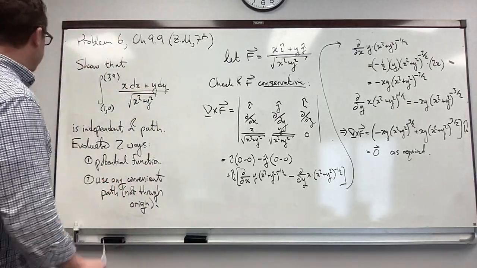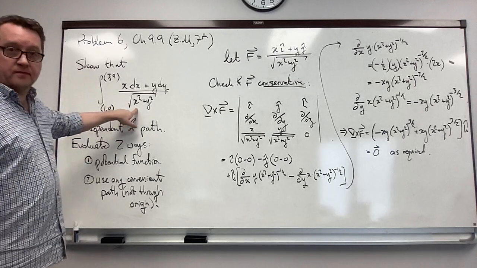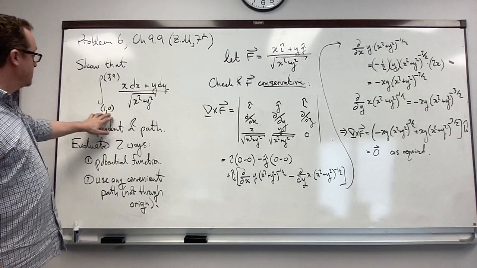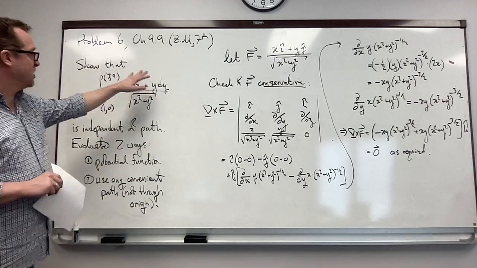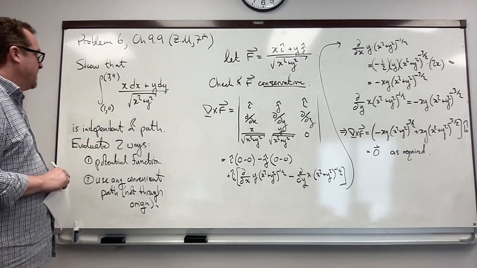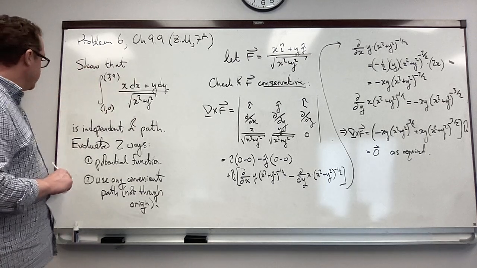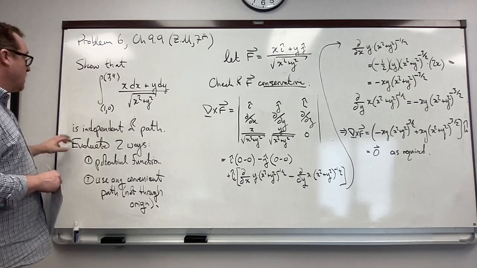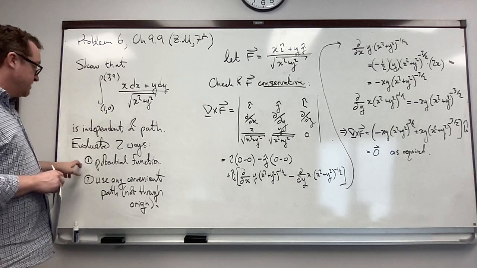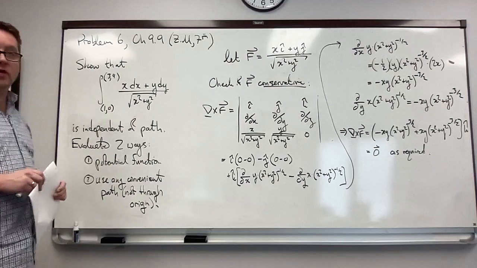The problem statement basically says show that this line integral from the point (1, 0) to (3, 4), so it's specific start and end points, of the function x dx plus y dy divided by x squared plus y squared, is independent of path. Furthermore, it says evaluate this integral two ways: number 1, using a potential function, and number 2, using any convenient path that's not through the origin.